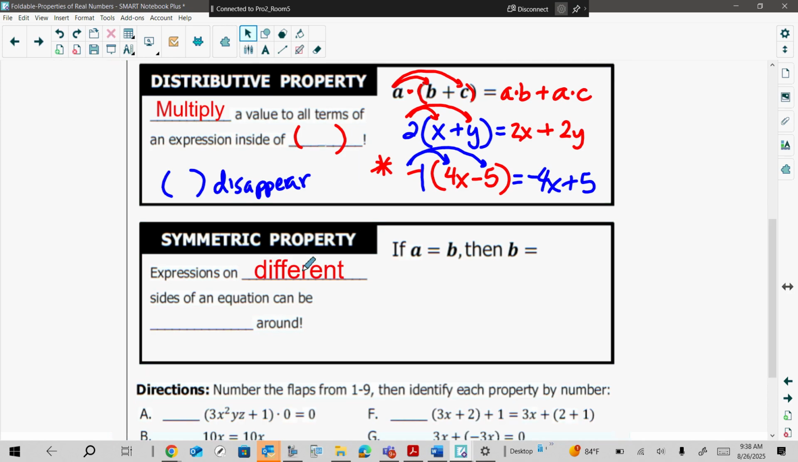All right, symmetric property is an expression on different sides of an equation that can be swapped around. We can switch the order. So if I have A equals B, then I can say B equals A. I just switched it around.